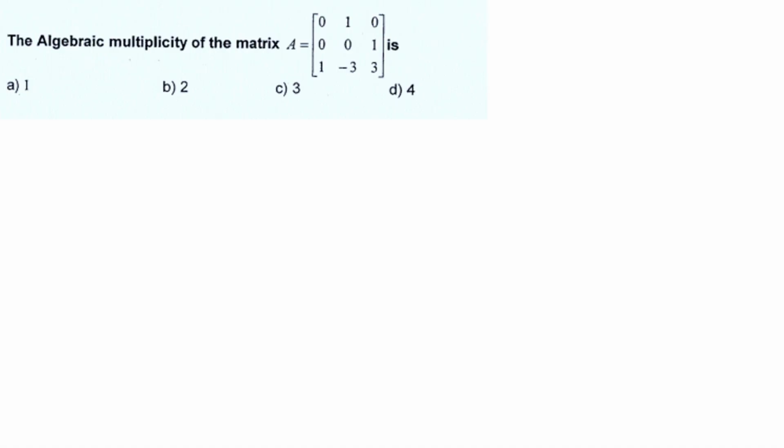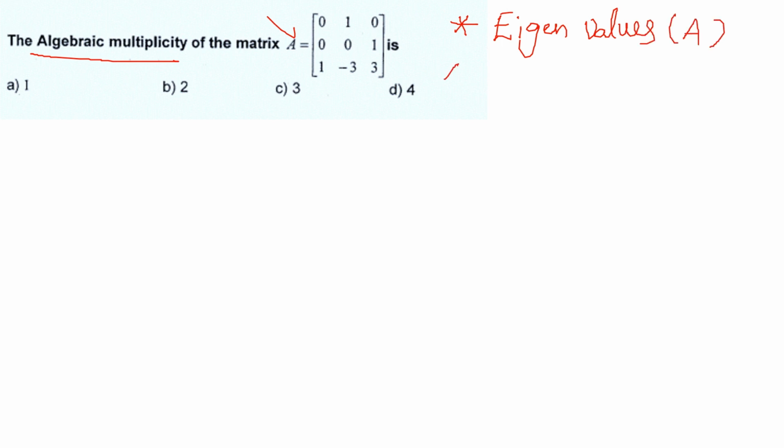Let's have a look at this question. Here matrix A is given. We need to find the algebraic multiplicity of given matrix. First, let's understand what is meant by algebraic multiplicity. In order to find the algebraic multiplicity, the first step is to find eigenvalues of matrix A. The second step is to count the occurrence of each eigenvalue. The count of each lambda is equal to the algebraic multiplicity.